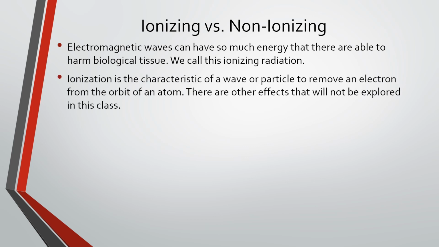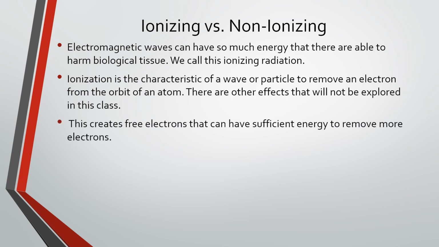Ionization is the characteristic of a wave or particle to remove an electron from the orbit of an atom. So it can actually remove an electron from an atom because it has so much energy. There are other effects too that we won't explore in this class. If you take a radiobiology class, you can talk about them there. This creates free electrons that can have sufficient energy to remove more electrons from other atoms.